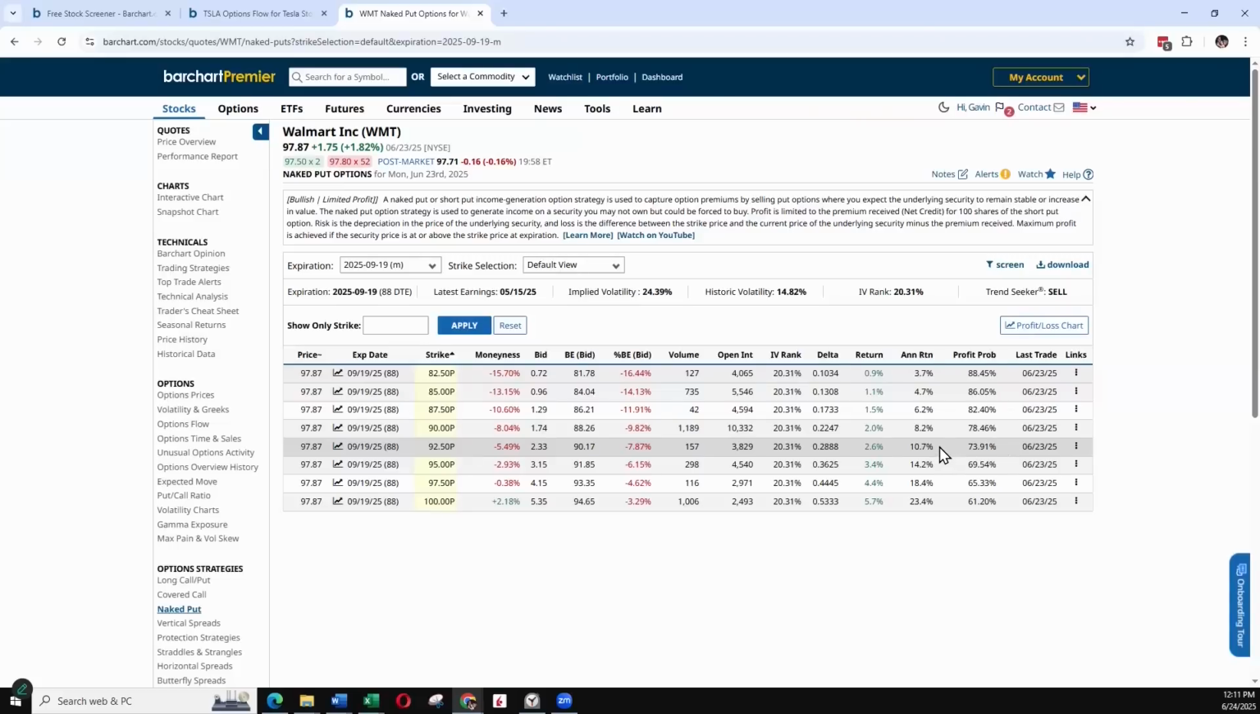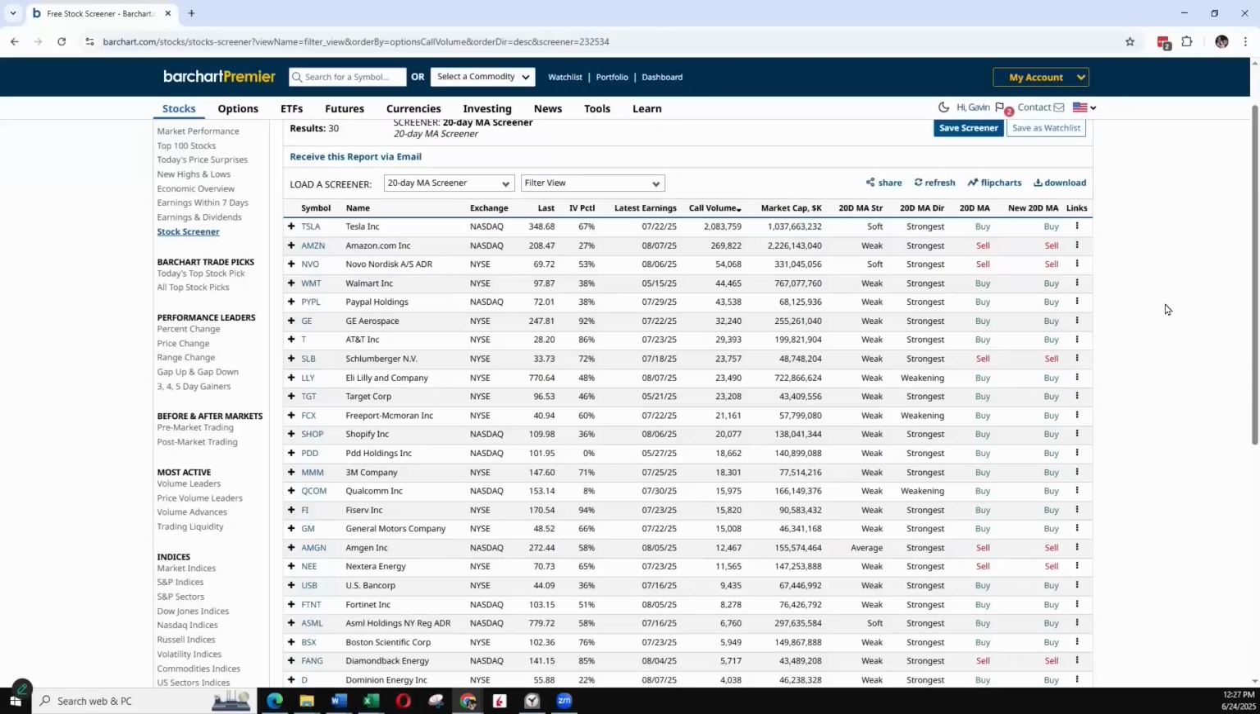For a stock like Walmart, I want to be looking at about a 10% return. If I was trading a higher volatility underlying, I'd be looking for a much higher annualized return. But because Walmart's such a stable, low beta stock, about a 10% return is pretty good. So we've found our first bullish candidate. Let's go back to our stock screener.